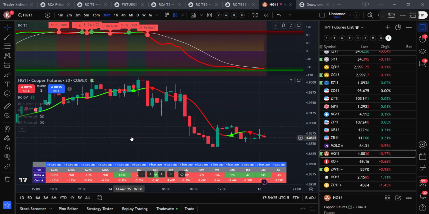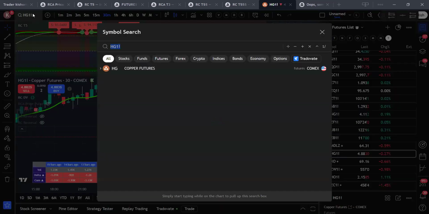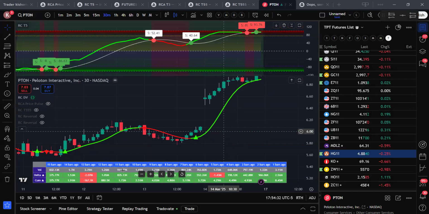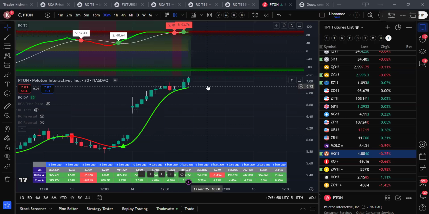You can suddenly see, for example, PTON. It was 350, 375,000 buy orders. Suddenly it became 1.9 million buy orders. The overall cumulative delta from 375 became 1.5 million. Then a small drop, but again 880, 1.7 million, 2.5 million, 4 million, 4.8 million. From $5, the stock went all the way to $7 in one day.